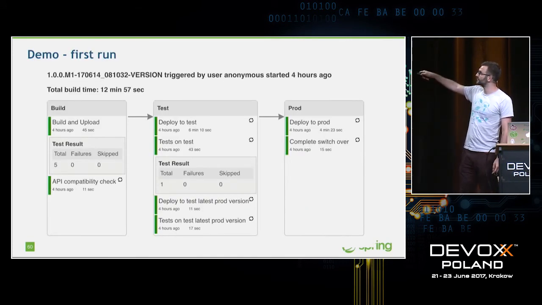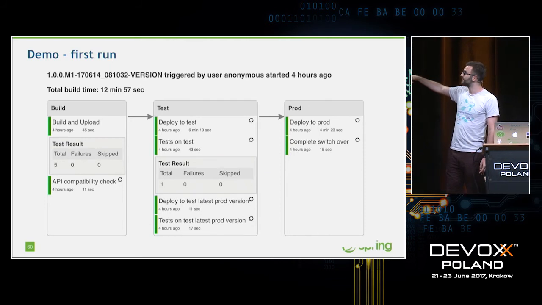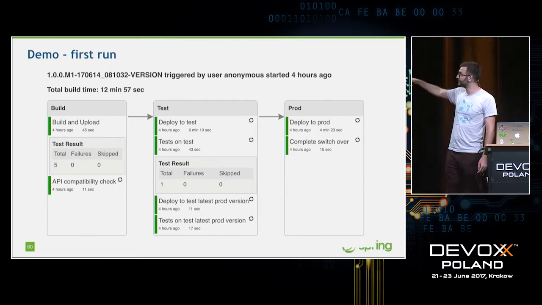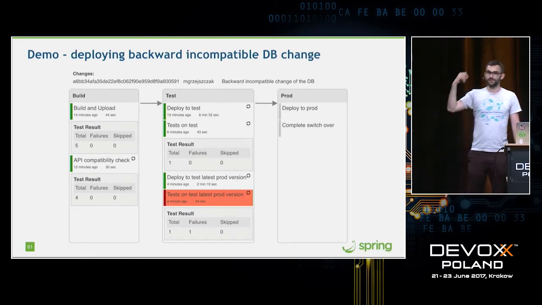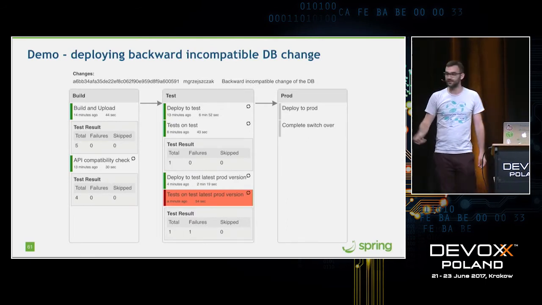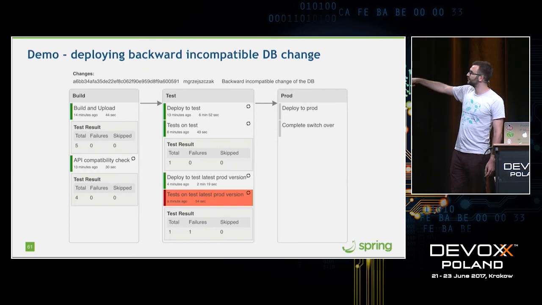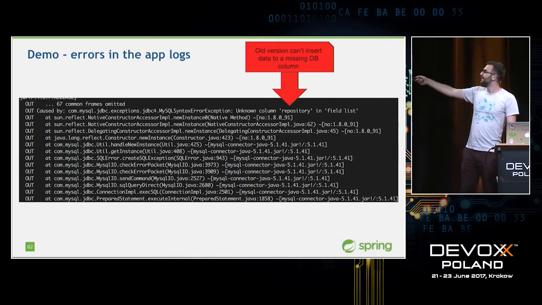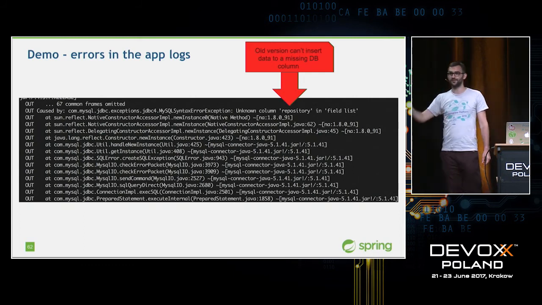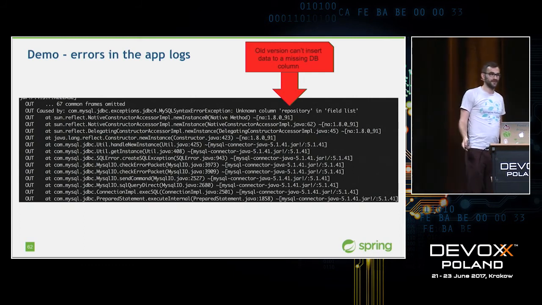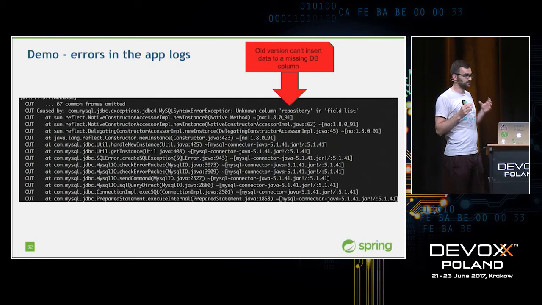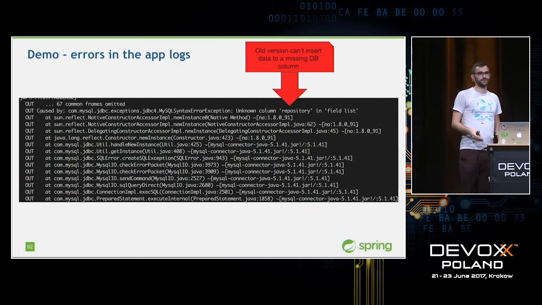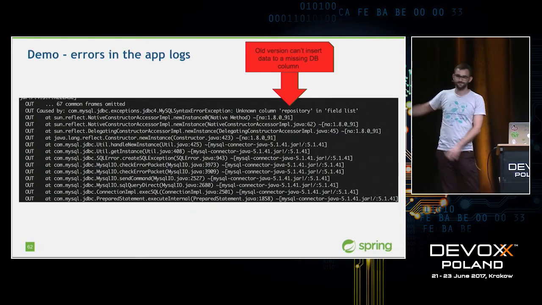We went to production with the version from the 14th of June. So it's V1. Now if we introduce the backward incompatible change, over here we're downloading the V1, so from June, and it's going to fail. And how is it going to fail? If you take a look at the logs, you'll see that the old jar is trying to insert data to a column repository that doesn't exist. So if you have it in your deployment pipeline, you can ensure that none of these things will happen.